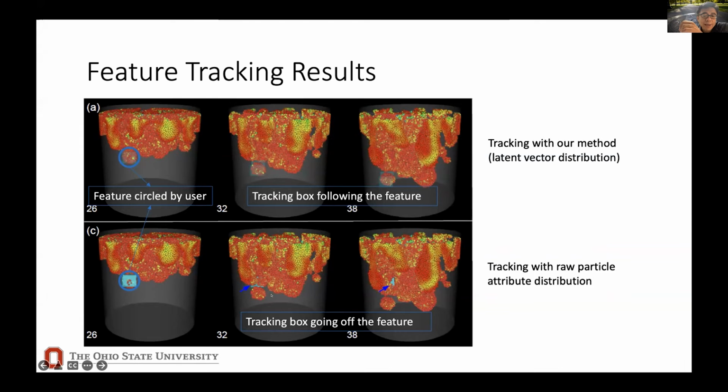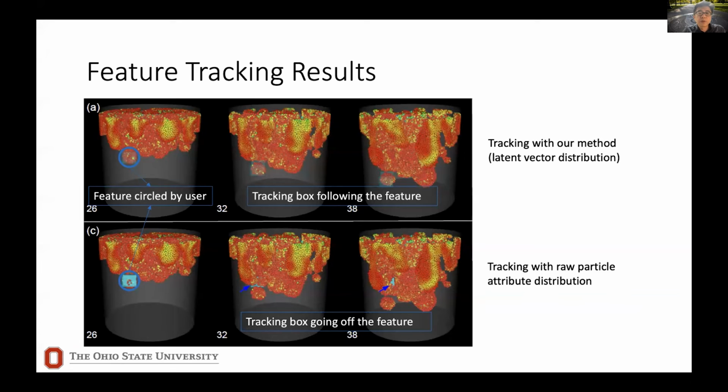We are able to track very precisely. But if you look below, the blue arrow points to something that is tracked using the particle value directly, and we realized very quickly that the track window loses the features, right? But if we use a succinct statistical representation of our feature vector, we are able to track for a much longer period of time. Okay, so this is the end of my first piece of the talk.